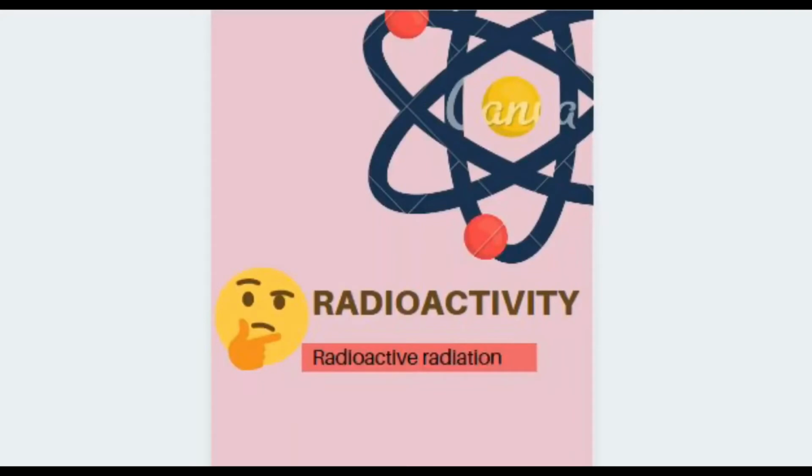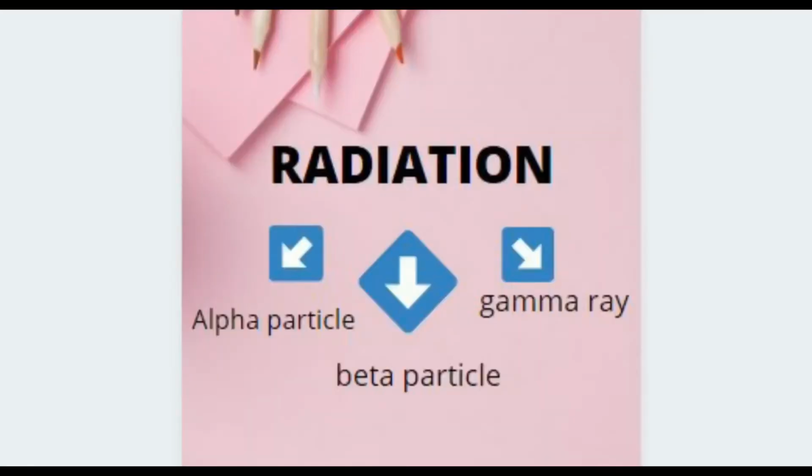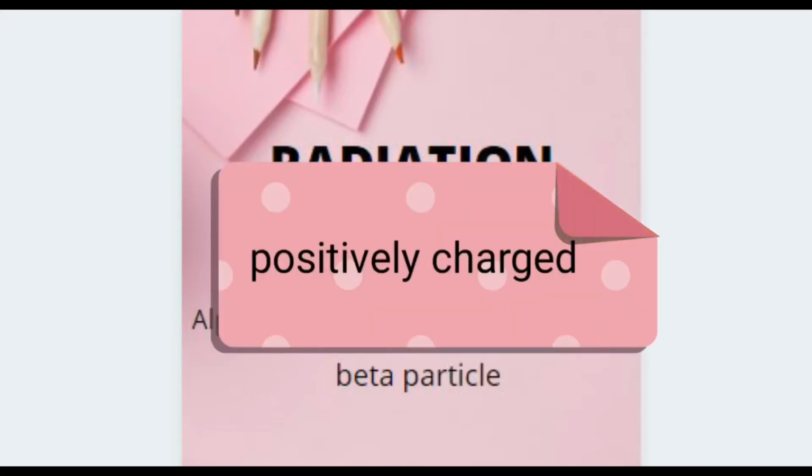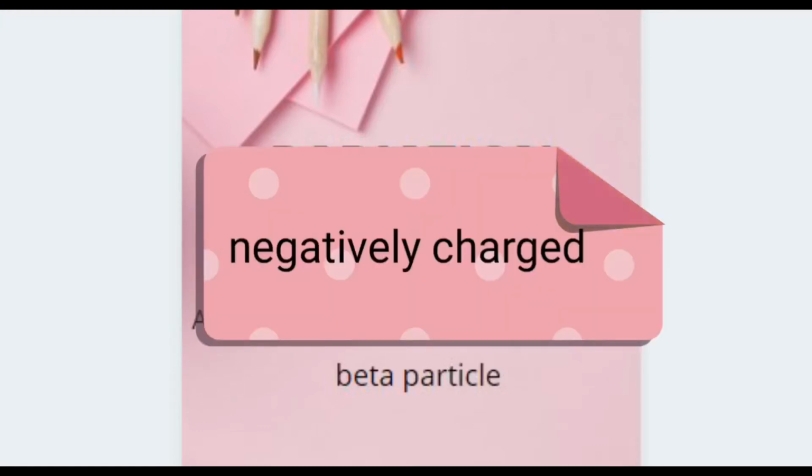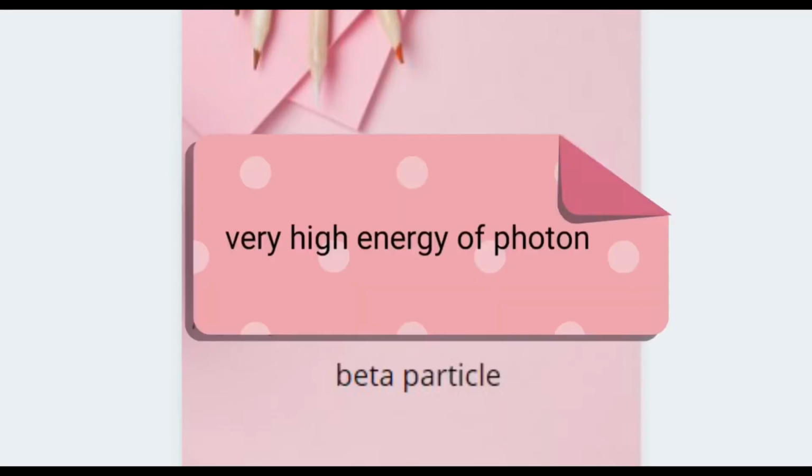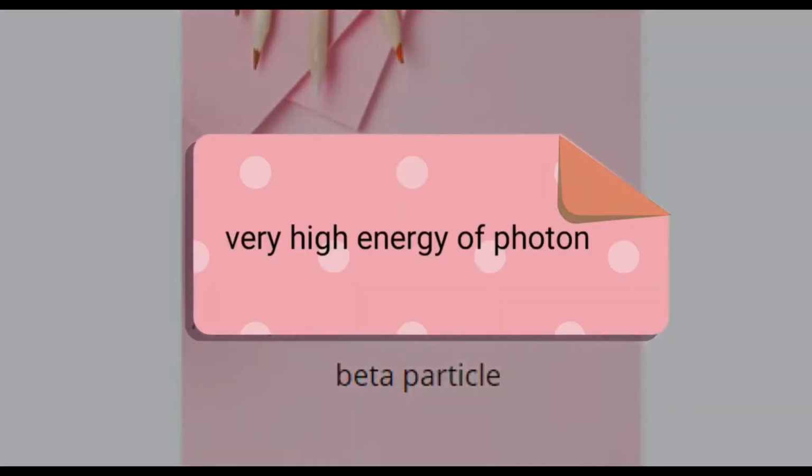Hi everyone. Do you know about the 3 types of radiation? The first type is the alpha particle, the second type is the beta particle, and the third type is the gamma ray. An alpha particle is a positively charged helium nucleus. A beta particle is a negatively charged electron, and gamma rays are very high energy photons.